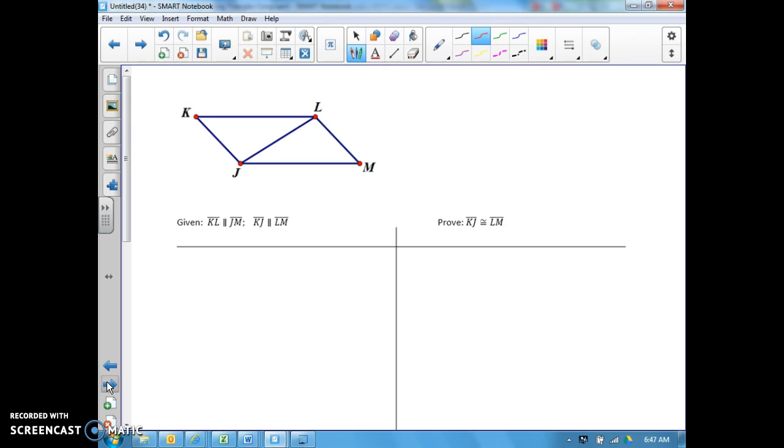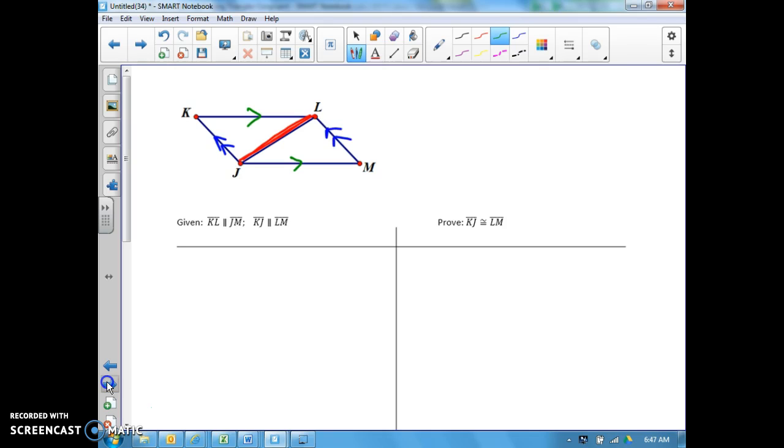All right, let's take a look at this guy. I believe he is going to be a little bit harder because if you look, they don't give us any congruence relationships, but I do see a shared line right here. I see that this is a shared line, and I see that we have some parallel lines. KL is parallel to JM, and KJ is parallel to LM.